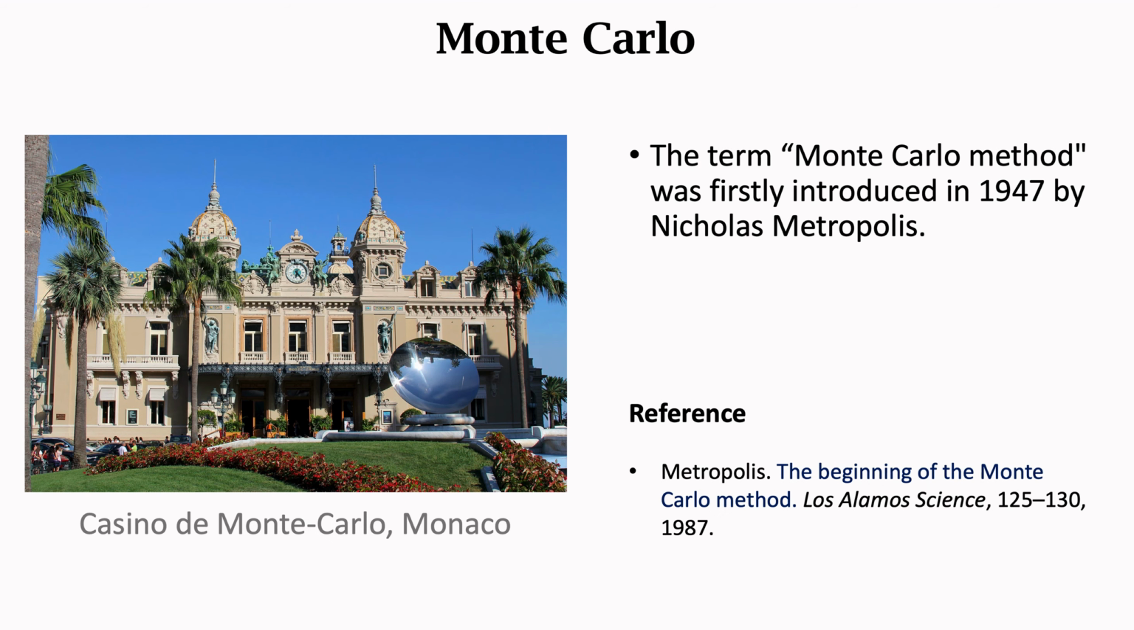I have finished the technical content of this lecture. In the end, I'd like to discuss the name of Monte Carlo and other randomized algorithms. The name Monte Carlo is from the Grand Casino in Monaco. The casino is 1.5 century old. It's very famous. The term Monte Carlo method was firstly introduced in 1947 by Nicholas Metropolis. Nicholas Metropolis was one of the greatest statisticians. If you are familiar with statistics, you must have heard of his name.